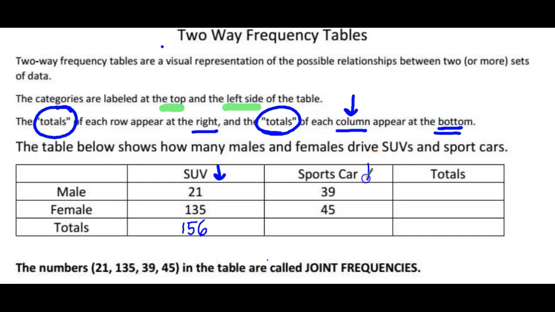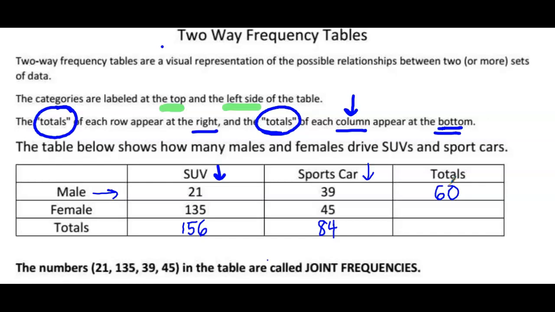So we come over to the sports cars, and we're going to add those up. 39 plus 45. You have your calculator. 39 plus 45 gives me 84. So I could find those totals. Now, you also want to go across the male row. I'm going to grab this highlighter so you see where I'm talking about. If I add up those, I get a total over here: 21 plus 39, I have 60 as my total.